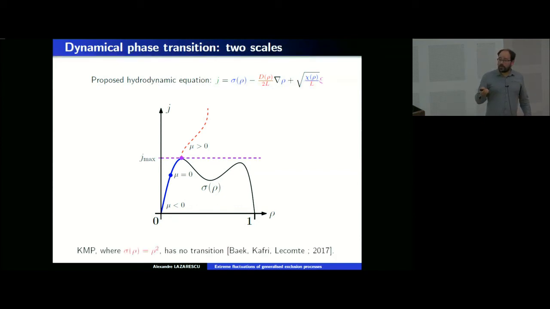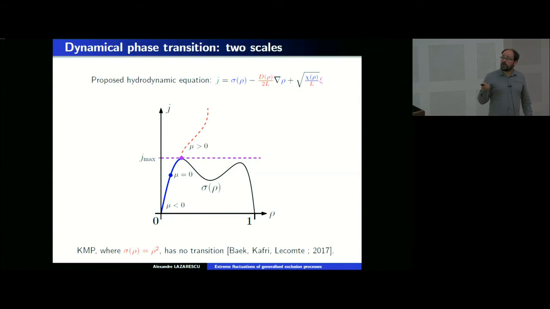So this interpretation was confirmed recently by Beck, Caffery, and Lecomte, who looked at the KMP model where sigma of rho is rho squared, so it's not bounded from above. And in that case, they checked the macroscopic fluctuation theory rate function is in agreement with the exact calculations that were, I don't remember, I think they are exact calculations for any value of the current.